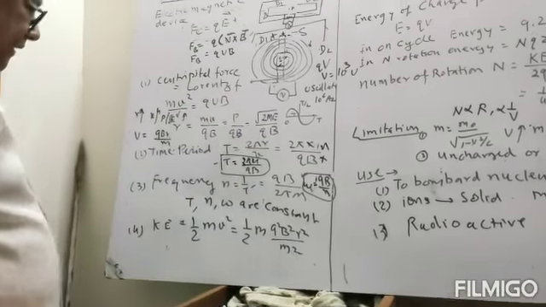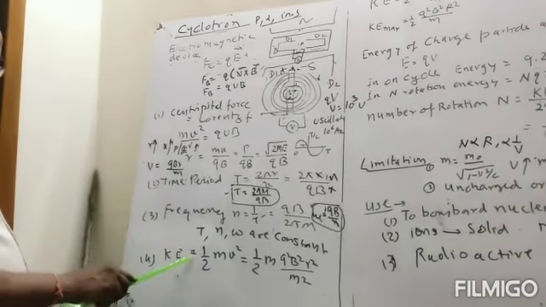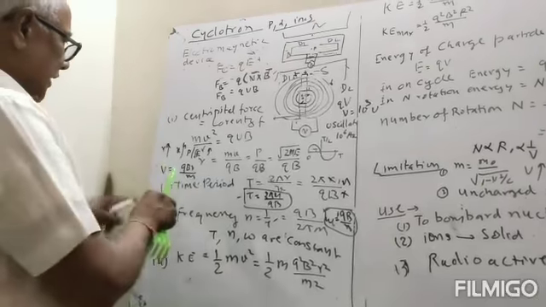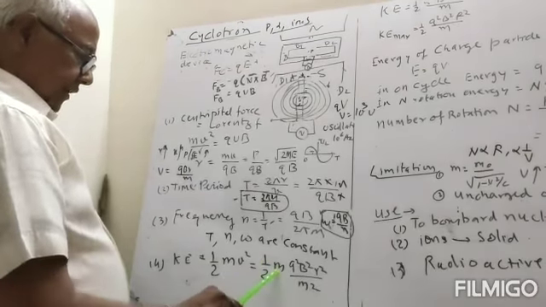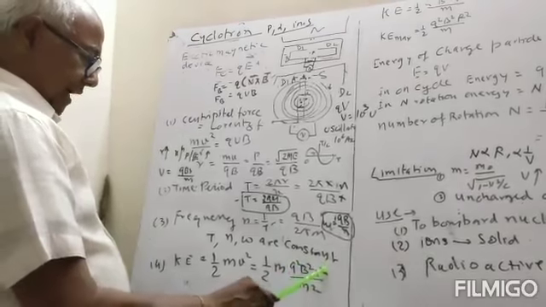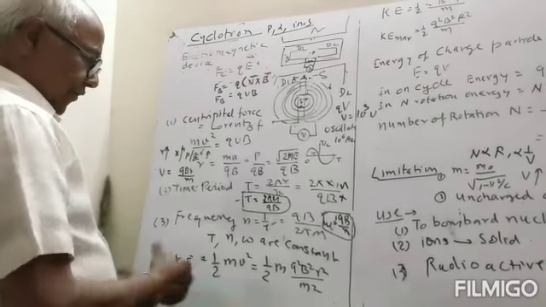Now what will be the kinetic energy? Kinetic energy is equal to 1 by 2 mv square. Let us substitute the value of v from here. Then this is equal to m into q square B square r square by m square. So one m will cancel.